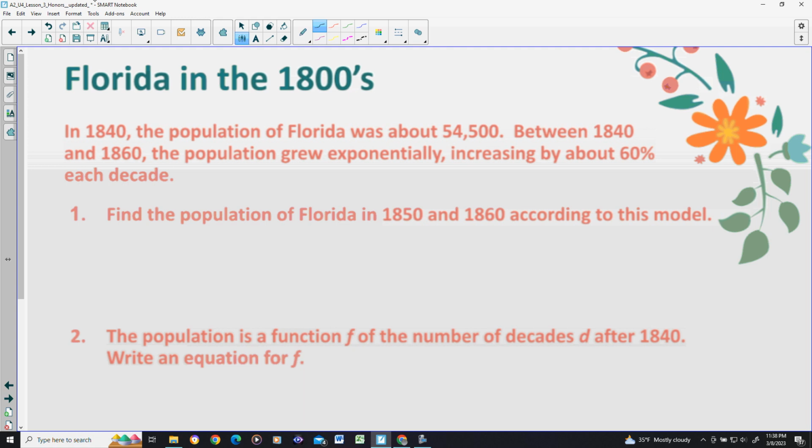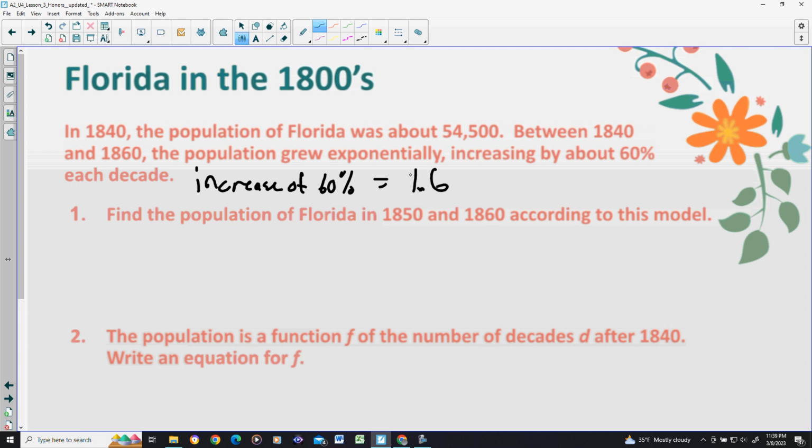Okay, so let's find the population in 1850 and 1860. So when something increases by 60%, what does that mean? So an increase of 60%. Remember with exponential functions, the main operation was we're going to multiply. So how do we increase something by 60%? Well, 60% is 0.6 as a decimal, but then at 60%, we are going to not use 0.6, but 1.6.